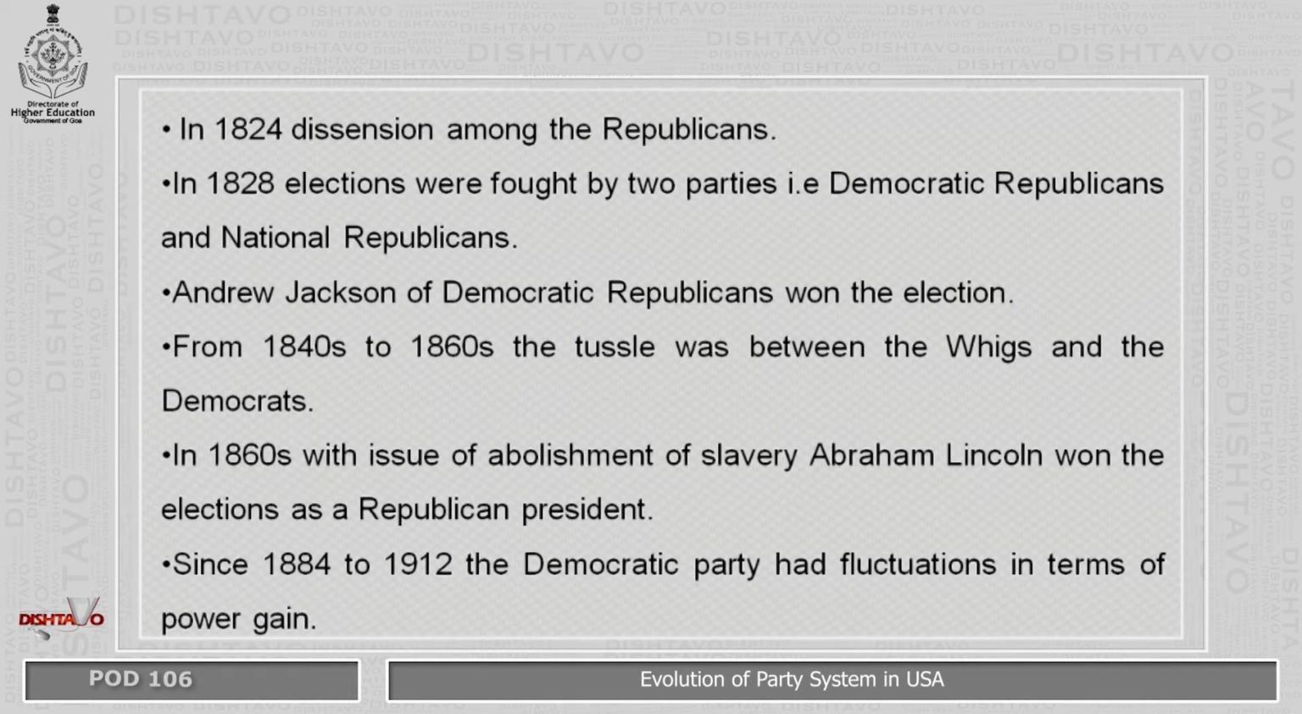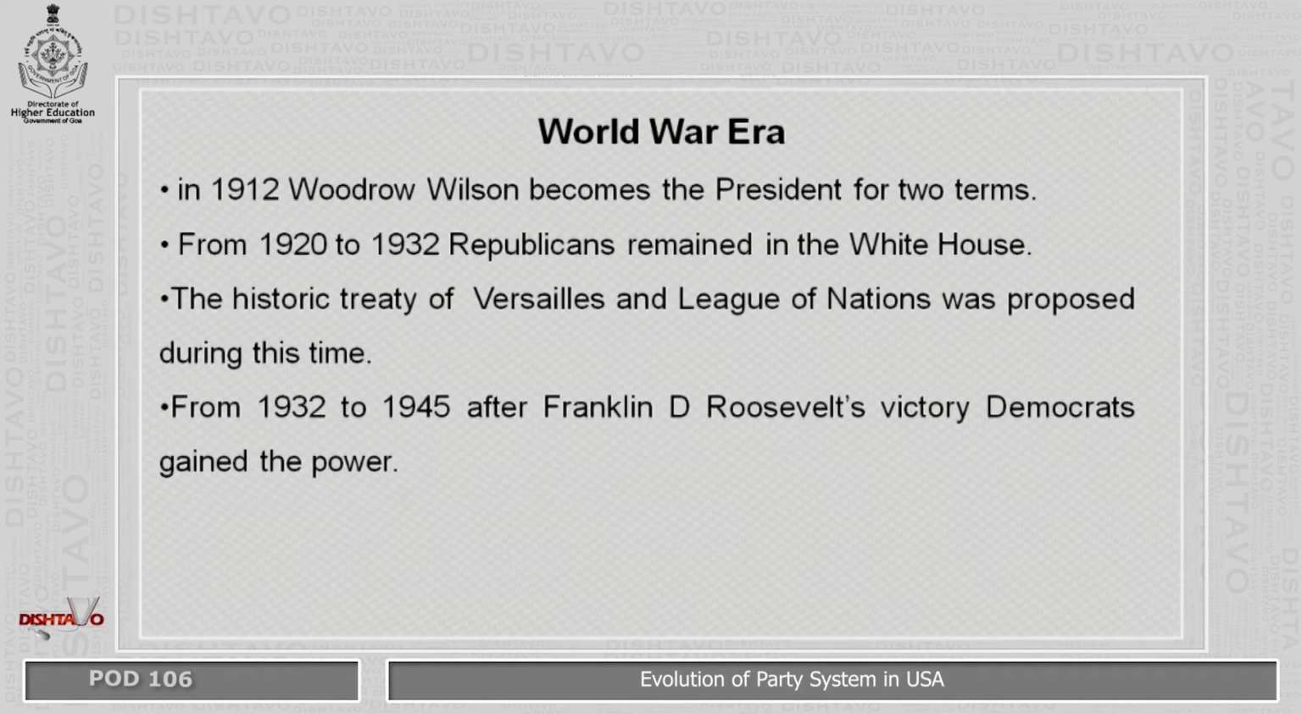From 1884 to 1912, the Democratic Party had fluctuations in terms of power gain, when the fight was between the Republicans and the Democrats. From the anti-federalists to the Democratic Republicans and National Republicans, these parties are now called the Republicans and the Democrats. Here the Republicans had the upper hand and the Democrats had a bit of fluctuation when it comes to power gain. Now let us come to the World War era. In 1912, it was Woodrow Wilson who became the president for two terms.